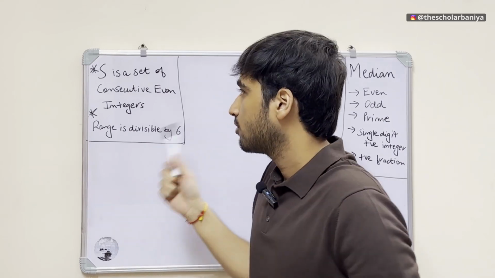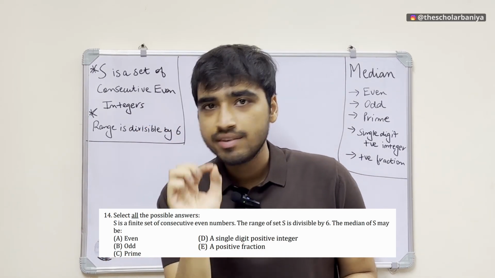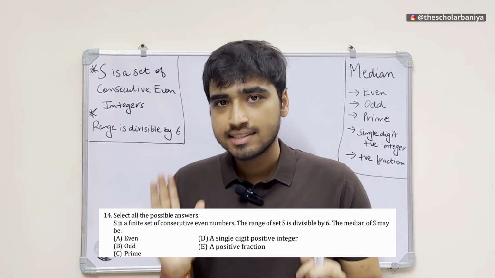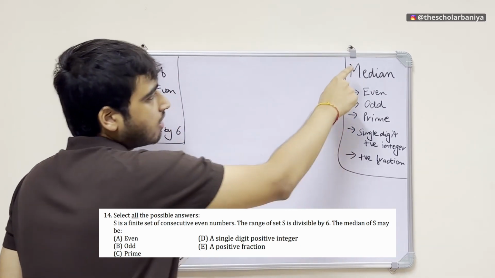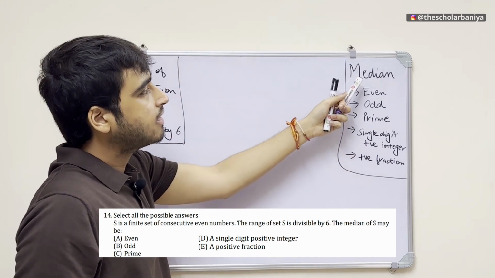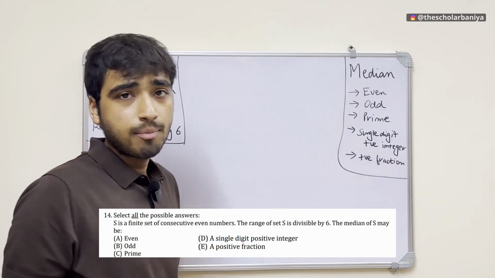So this is the next question that we have, guys. S is a set of consecutive even integers, right? And we know the range is divisible by 6. We have to find out if the median is even, odd, prime, single digit positive integer or positive fraction.